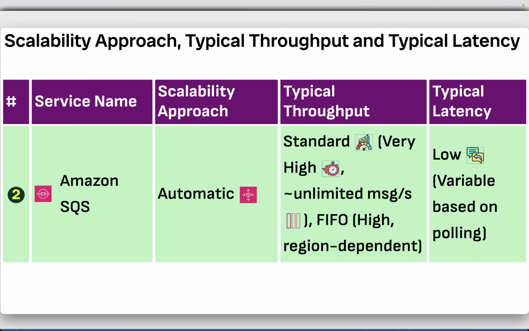Next, Amazon SQS. It offers automatic scaling. So it has standard mode which has very high throughput, which is unlimited messages per second. And then there is a first in first out mode which has high throughput dependent on the region and the mode. Typical latency is low, but it varies based on the polling mechanism because we pull from the SQS. SNS we push. Long polling reduces API calls but introduces potential wait time.